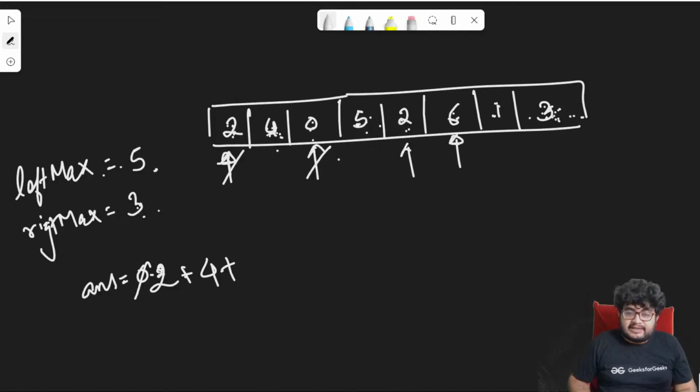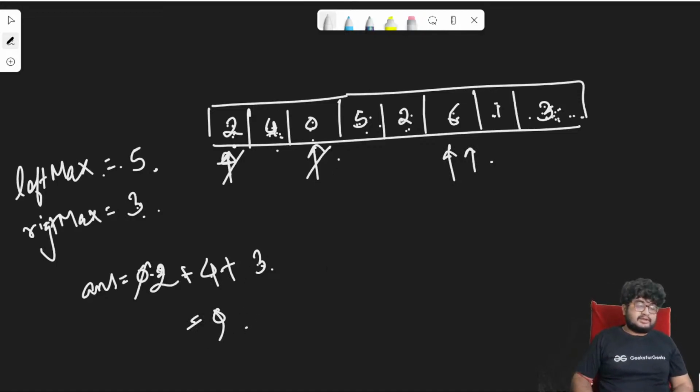So we'll compare with 5. 5 minus 2, that is 3. So 3 units of water. And we will cross each other. So once we reach the same point, we will just exit, and the total amount of water we can store is 4 plus 3, 7 plus 2, 9 units. So this is how we can do it using a two-pointer approach.